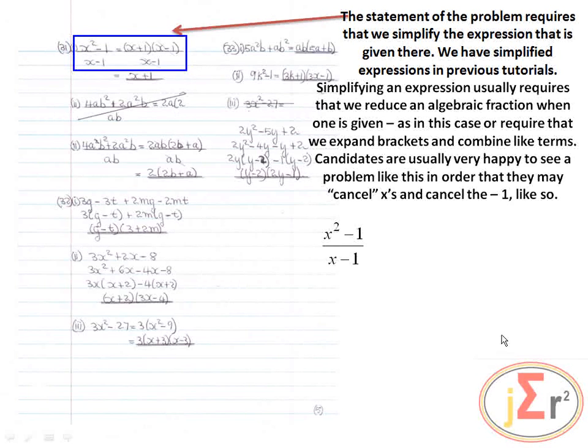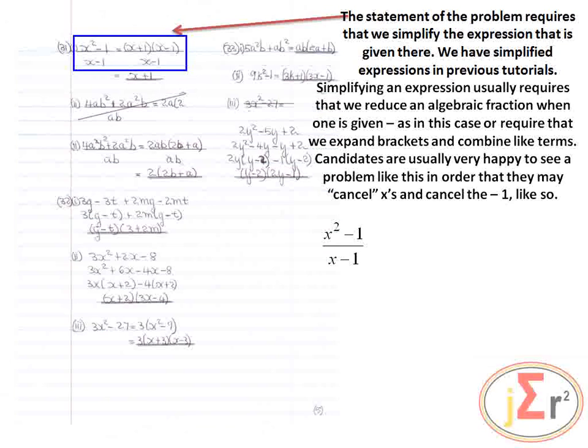And we will demonstrate how some candidates may attempt to solve this problem. The statement of the problem requires that we simplify the expression that we have right there. We have simplified expressions in previous tutorials. Simplifying an expression usually requires that we reduce an algebraic fraction when one is given, as in this case, or that we expand brackets and combine like terms.